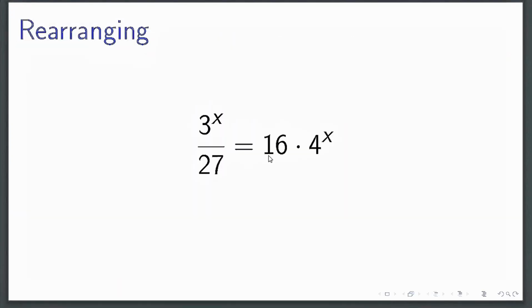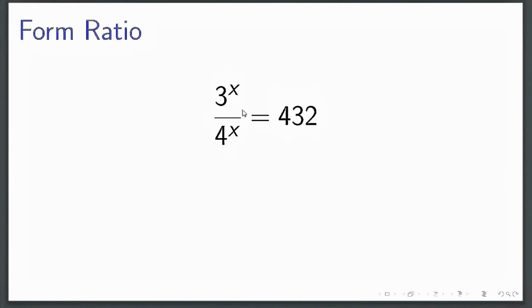Now I'm going to further simplify this. I just substitute the value of 3 power 3 and 4 power 2. So I will get 3 power x divided by 27 is equal to 16 times 4 power x. Now after that, I can multiply on both sides with 27. When I do that, on the right side I will get 432 multiplied by 4 power x. On the left side we have 3 power x. Now we are going to move forward. I will divide on both sides by 4 power x. When I do that, I will get 3 power x over 4 power x is equal to 432.